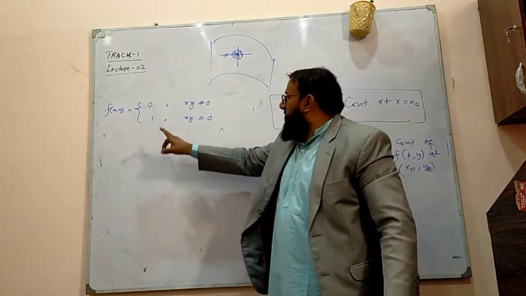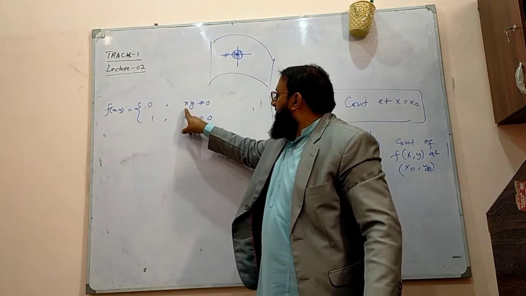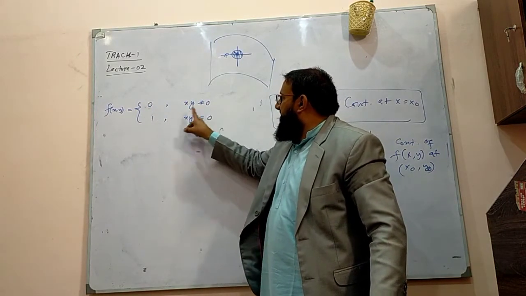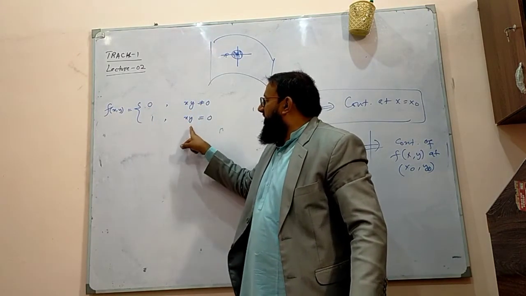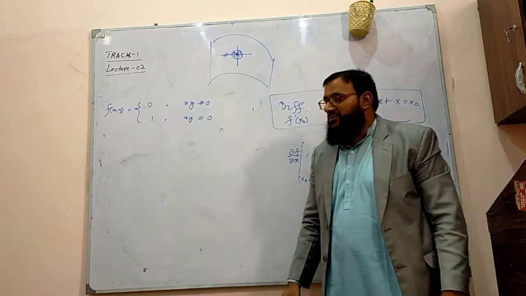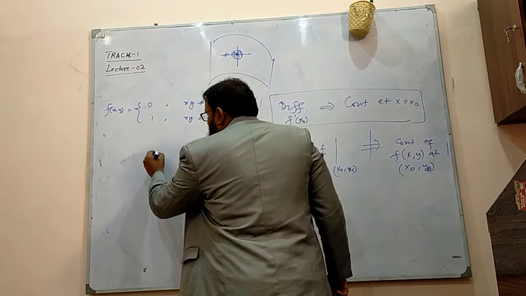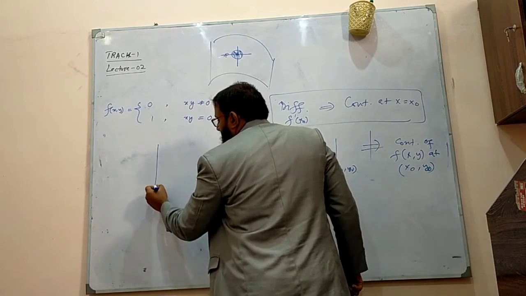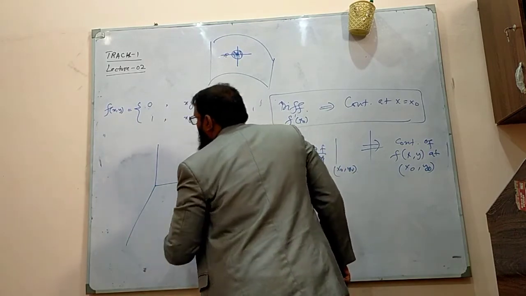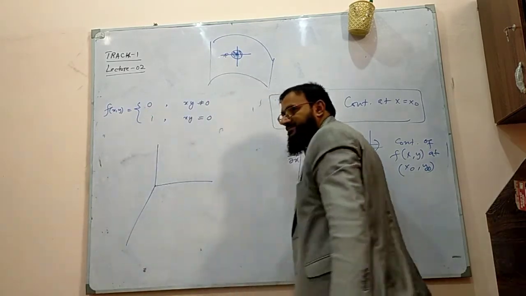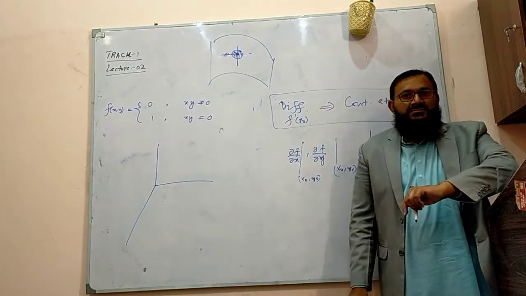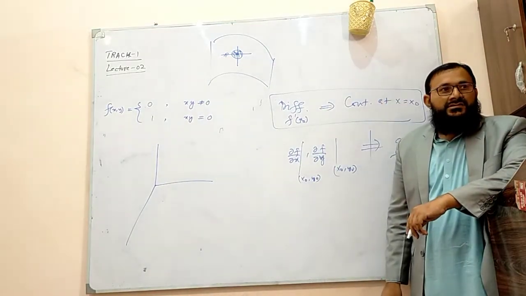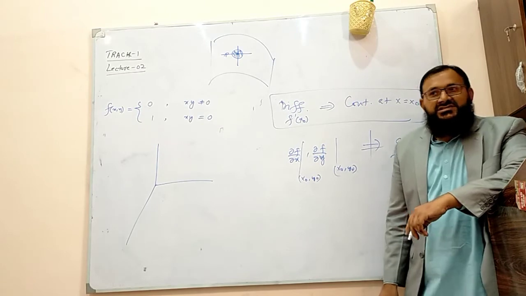You have this example which is counter to this: a function which takes value 0 when the product of x and y is not 0. The function takes value 1 when the product of x and y is 0. So, what is the graph of this function? What is the value of this function? 0. The value of the function is 0.